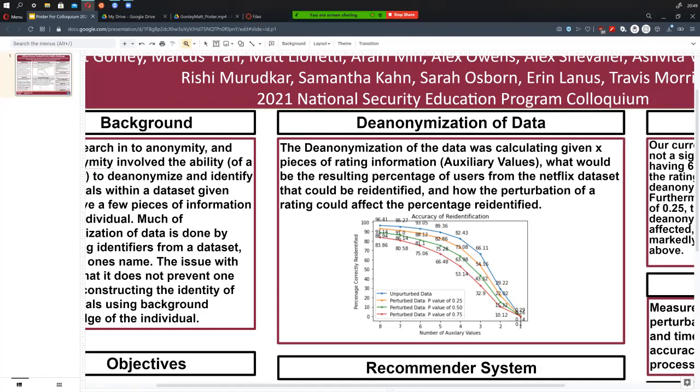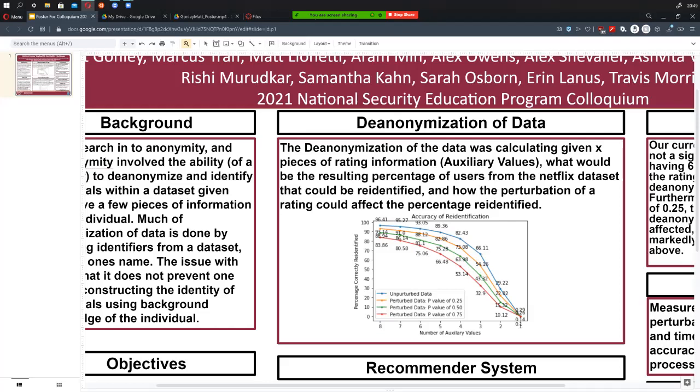So our results found for the unperturbed data a 96.41% re-identification rate within the 5,000 users, which was a representative sample of the whole data set. And then the rate went down to 93% for 6 value sets of ratings. And we even went down as far as 1 value set, and we had a less than 1% success rate.